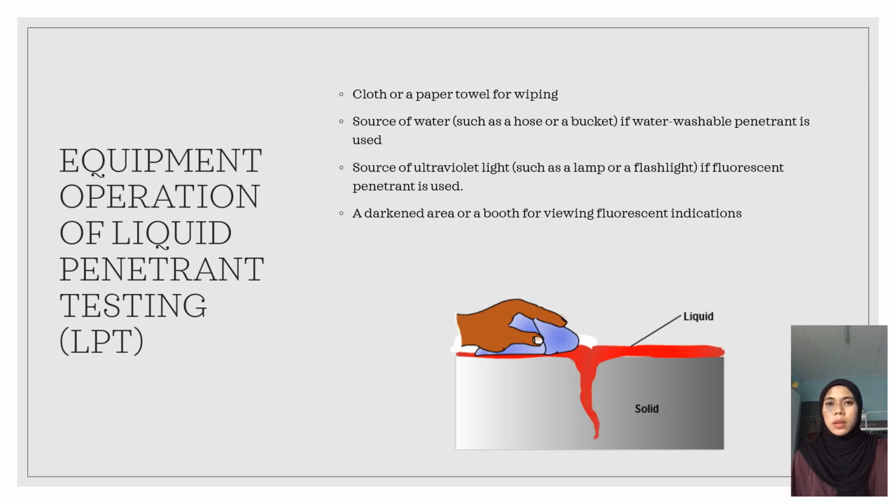For the equipment of operation of liquid penetrant testing, we use a cloth or paper towel for wiping the surface, a source of ultraviolet light, a darkened area or a booth for viewing fluorescent indication, and a source of water such as a hose or a bucket. That's all from me. Thank you.